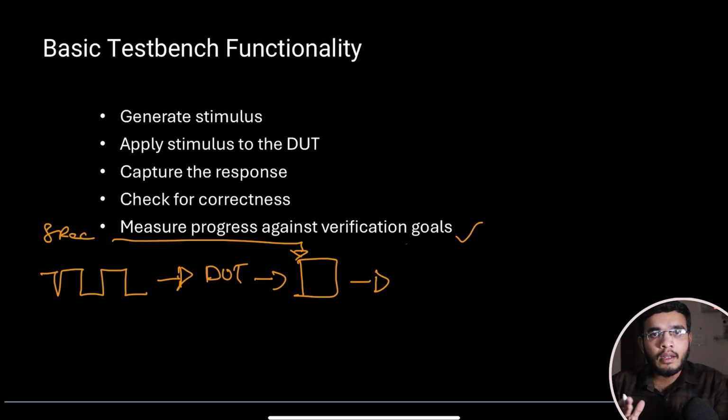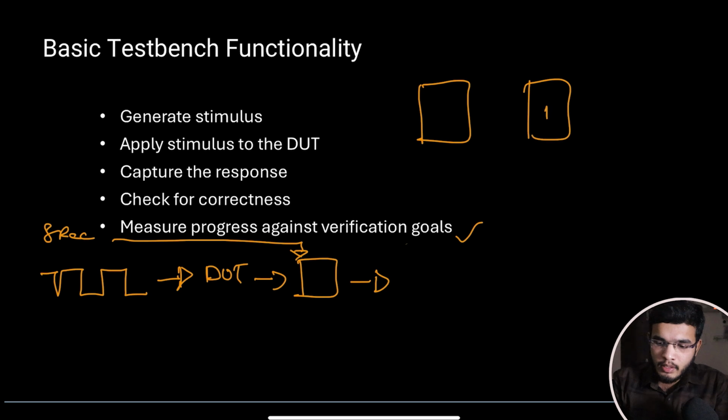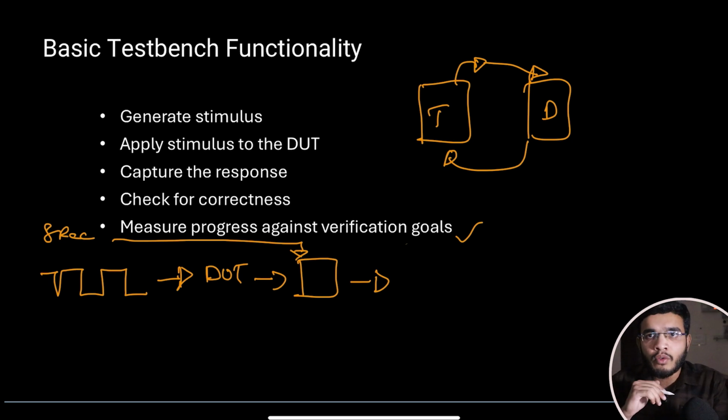Let's say we have a design, and on the other hand we have a test bench. This is the design and this is the test bench. Initially it generates some stimulus and this is applied to the design, and based on this stimulus the design generates a certain response. We verify the correctness based on the response from the design. It's as simple as that.